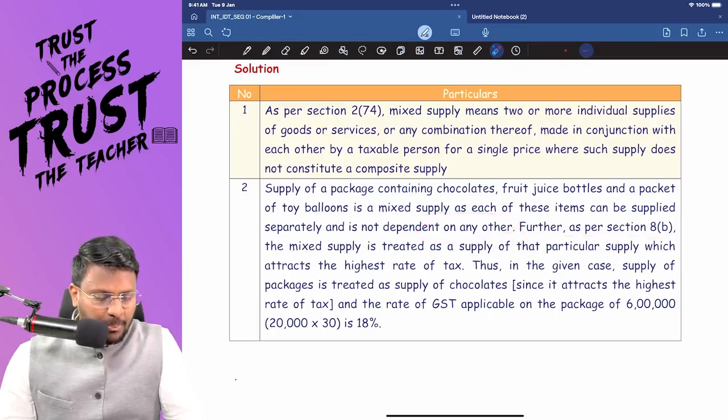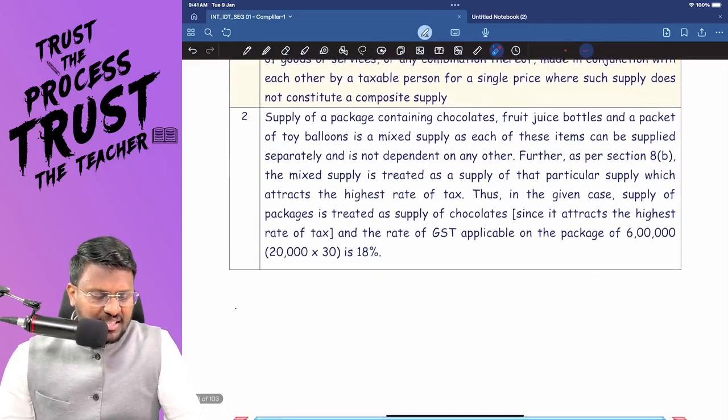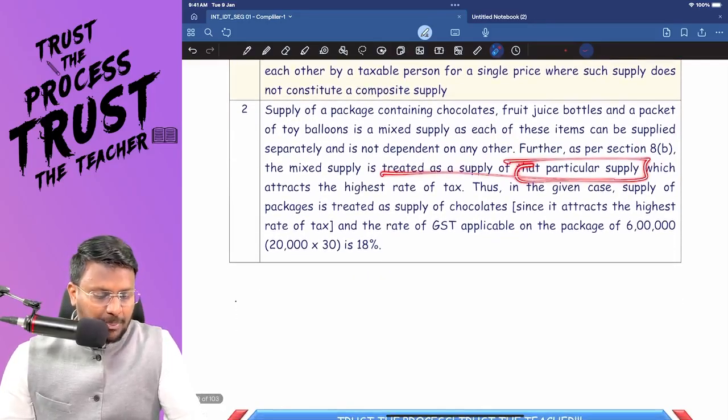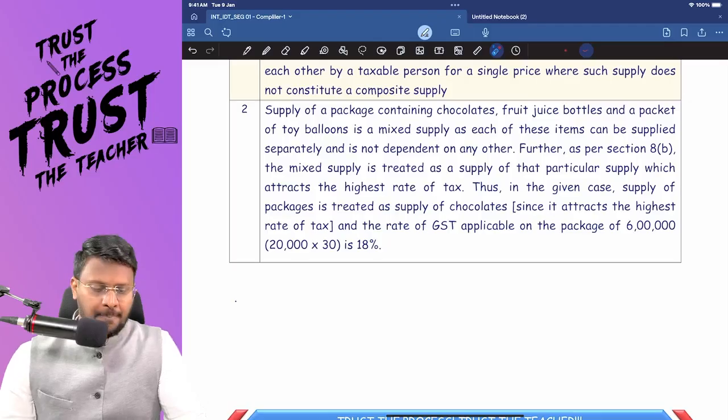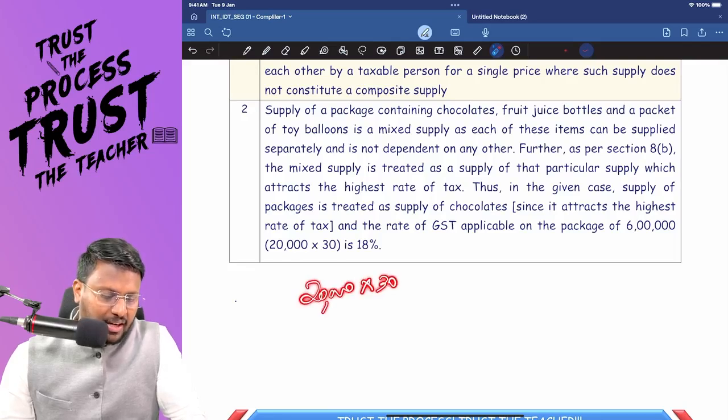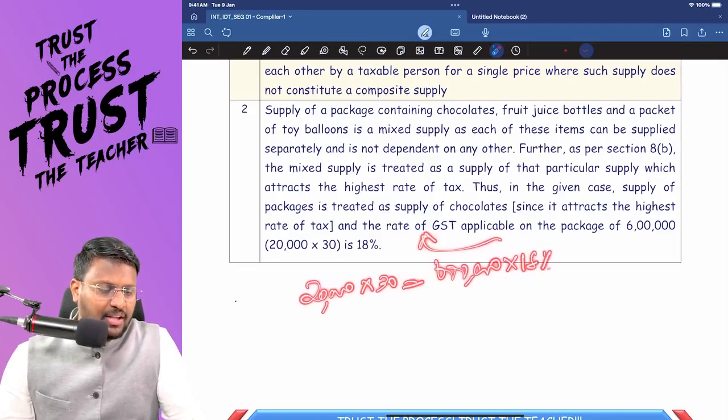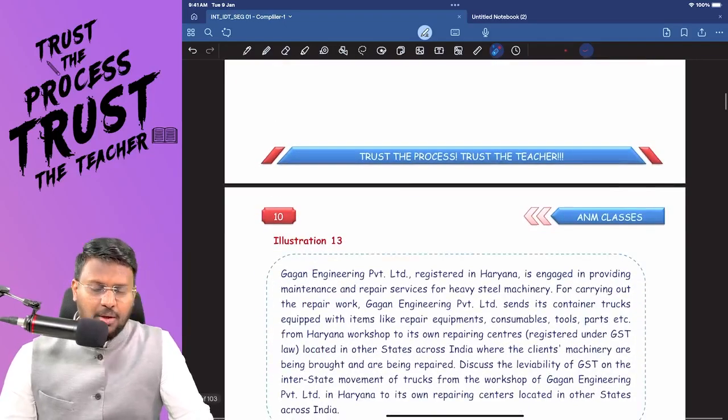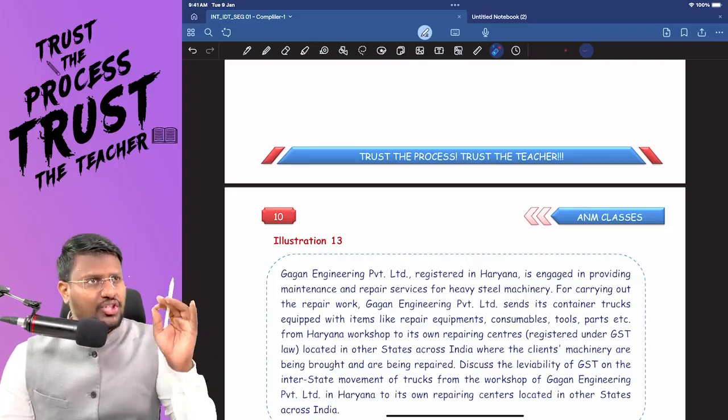Further, as per section 8(b), the tax rate for composite and mixed supply is treated as supply of that particular supply which attracts the highest rate. In the given case, supply of the package is treated as supply of chocolate, since it attracts the highest rate, and the rate of GST applicable on the package is applicable on 6 lakh, which means 20,000 packages at the rate of 30 comes to how much lakh? 6 lakh. Into how much percent will be the GST to be levied? Are you comfortable, sir? Are you able to place the provision into the question?